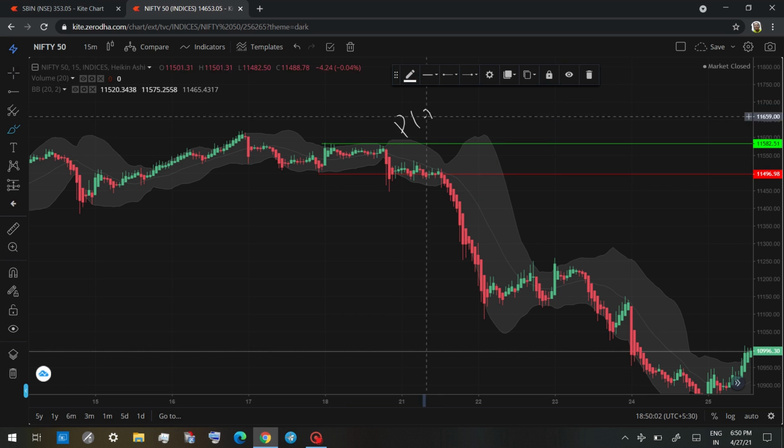This is the previous high. This is the previous lows. Okay, you draw these previous lows. In this case, what happened?